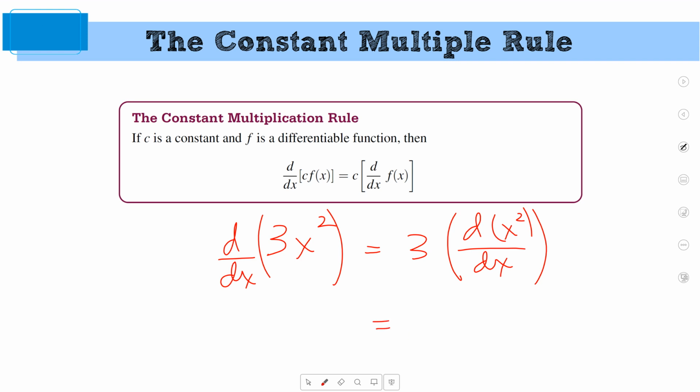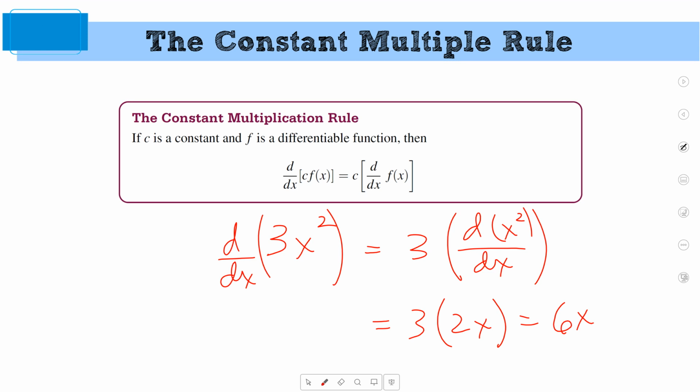We did that already. That's 3 times 2x, which gives me 6x. Just because I stick a constant in front of a function isn't going to cause me to vapor lock, and in fact, we're going to change the way we do things. When you bring that exponent down in front, multiply it by the coefficient. 2 times 3, 6. Reduce the exponent by 1. 6x.